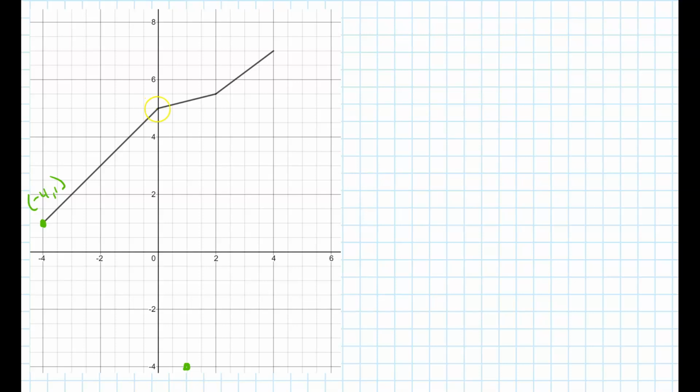All right. I also have this point here, which is at (0, 5). Again, if I flip those, that's going to take it to (5, 0). I have another coordinate here at (2, 5.5), and the opposite of that will be (5.5, 2). And the final one here is at (4, 7), and that'll go to (7, 4). I didn't scale my graph out far enough, so we'll just estimate it to be about there.